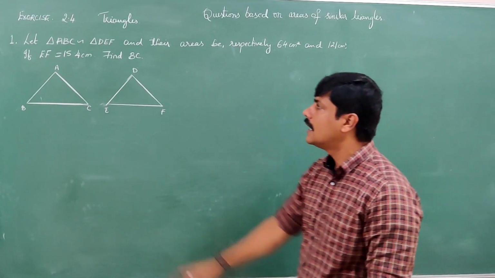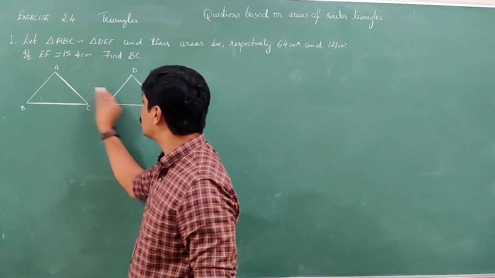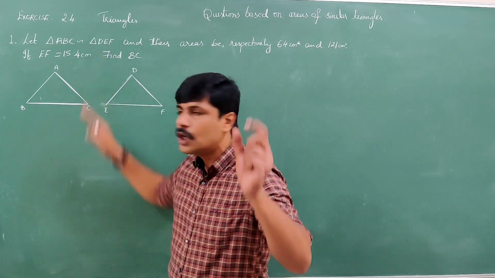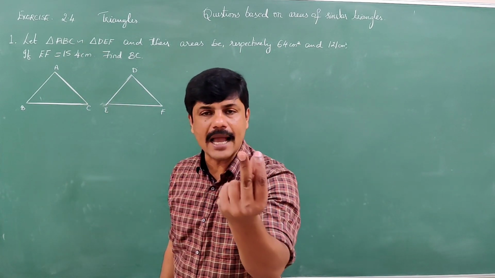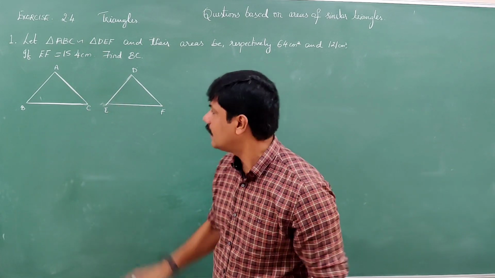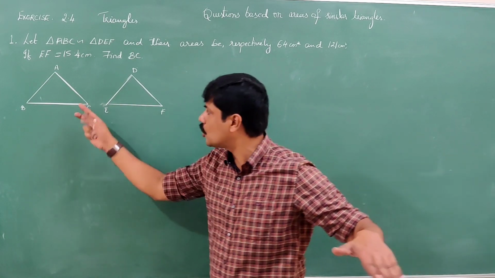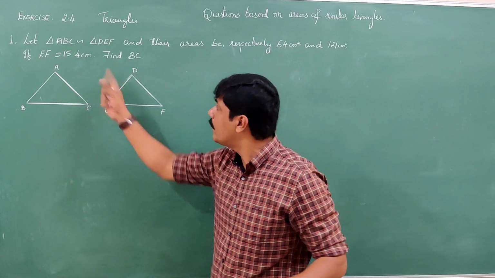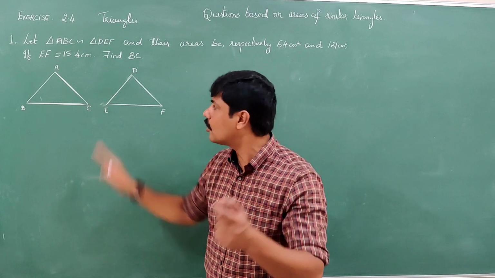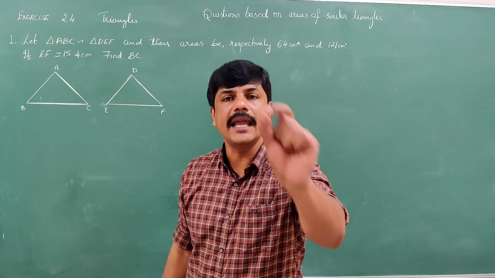Let me once again read out. Let triangle ABC be similar to triangle DEF. These two are similar triangles. So this condition is very, very important. Since it is said that these two are similar triangles, their angles are equal, and their corresponding sides divide in the equal ratio. This is the condition we can derive because of this given condition. Therefore, their corresponding angles are equal, and their corresponding sides divide in the equal ratio.